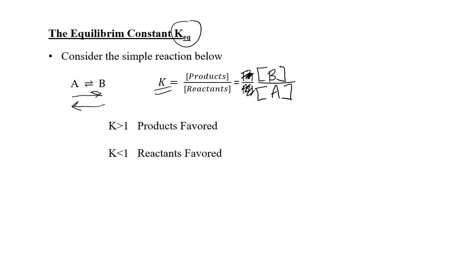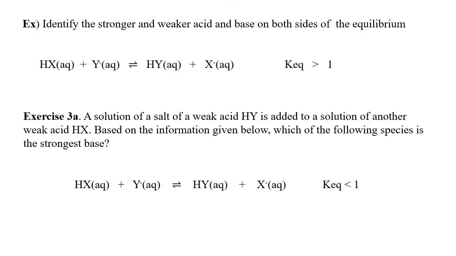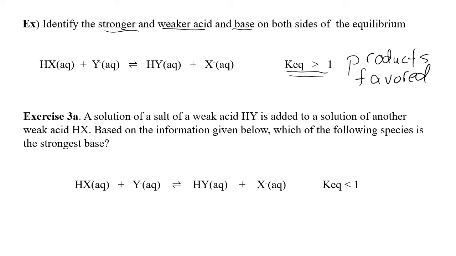So with that information, we can go ahead and try to solve the next type of problem. It says, identify the stronger and weaker acid and base on both sides of the equilibrium. Well, our clue here to tell us what side the equilibrium favors is looking at the K value. Because K is greater than 1, that means the products are favored. And if the products are favored, you can now determine where the weak and strong acids and bases are. Remember, the equilibrium favors the formation of the weaker acid and base. So the products are favored. That means that your weak stuff, the weak acid and base, are on the product side, and the strong acid and base on the reactant side.